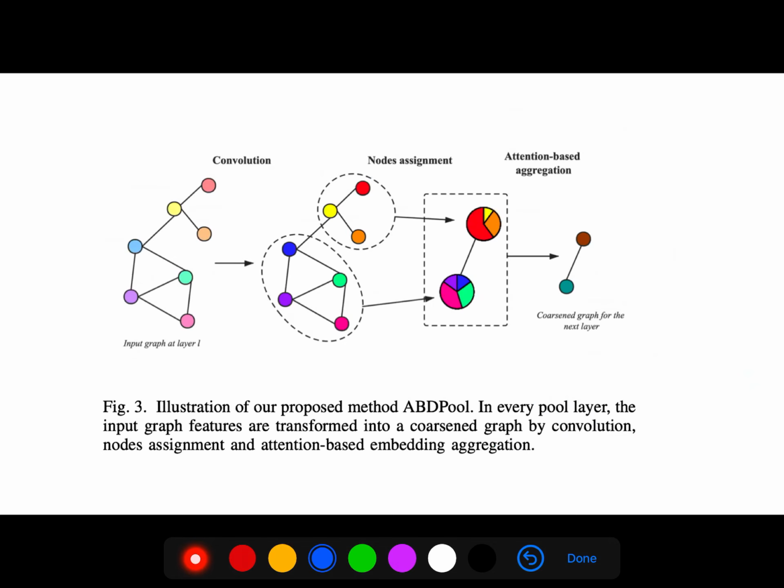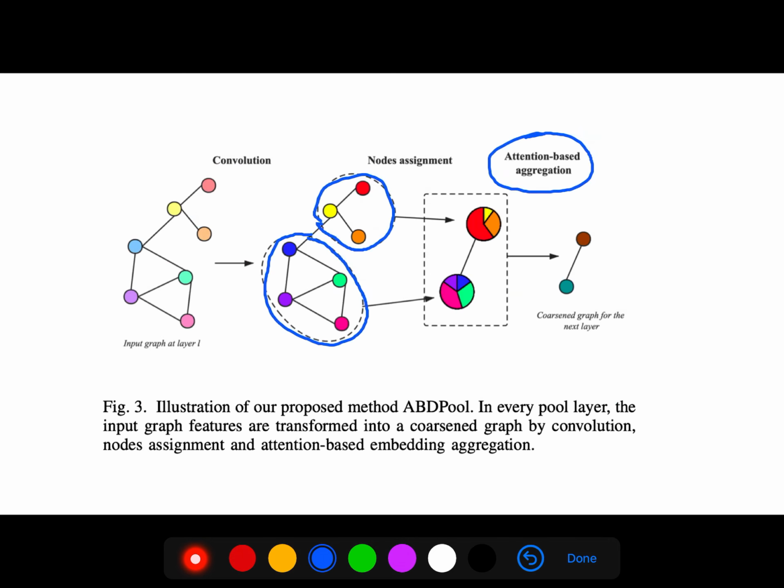So this is an illustration of our proposed method. In every pool layer, the input graph features are transformed into a coarsened graph by convolution, node assignment and attention-based embedding aggregation. So as I said, we have hard clustering. There is no intersection between clusters. We know for 100% which node belongs to which cluster. And then here we use this interesting idea, attention-based aggregation.